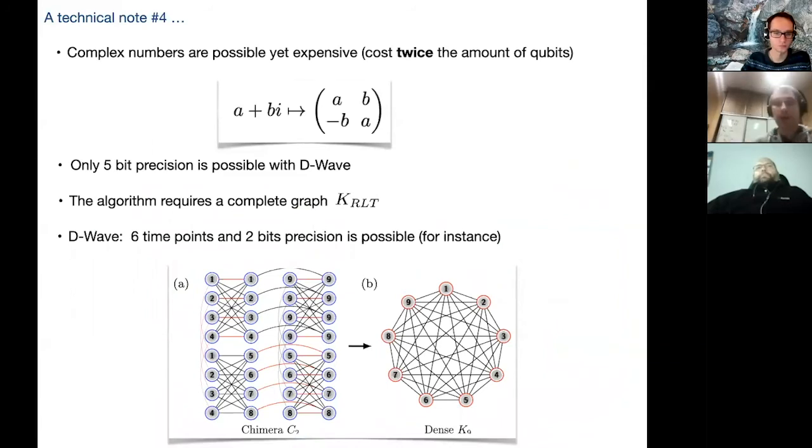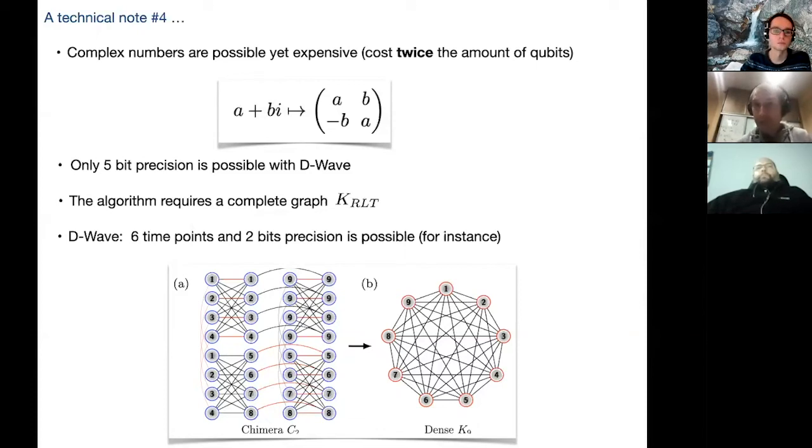So again, just on the technical side, everything costs you. To be able to run the simulation, you need a complete graph of order R L T, where T is the number of time points you want to simulate concurrently, L is the corresponding dimension of the Hilbert space, and R is the required precision you want to have. And if you have complex numbers, you have to double it by this isomorphism.